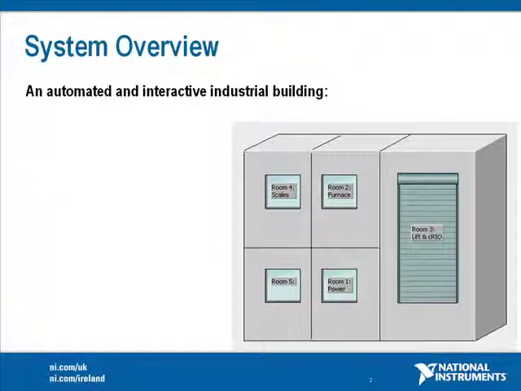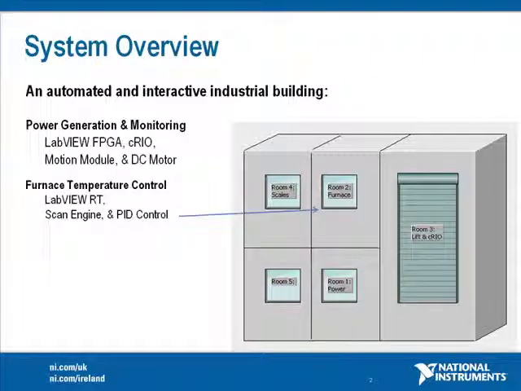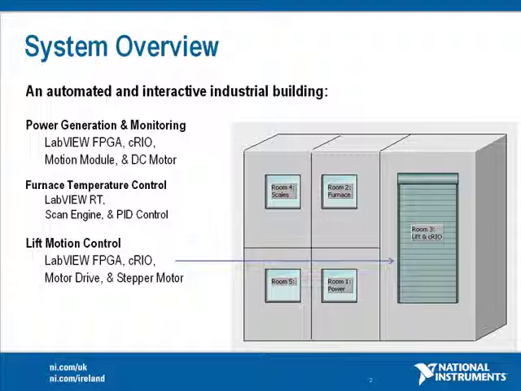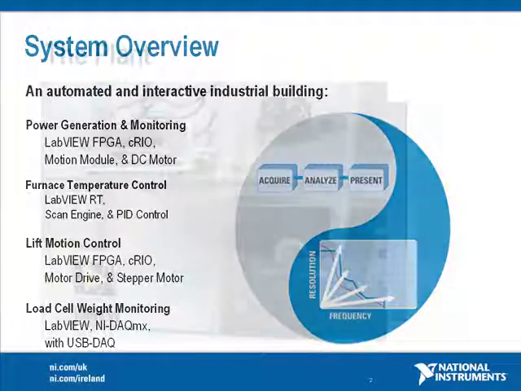So we had various rooms inside the plant. We start off with the power generation and monitoring, where we use the cRIO and the FPGA to control a DC motor. Then we use the LabVIEW real-time and the scan engine to do some PID control of a furnace to keep the furnace at a set point. To control the motion of the lift, we use the FPGA to send signals to the stepper motor driver. Finally, we did some load cell monitoring using the DAQmx driver along with a USB data acquisition device.